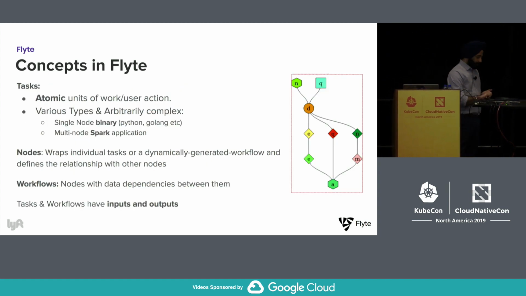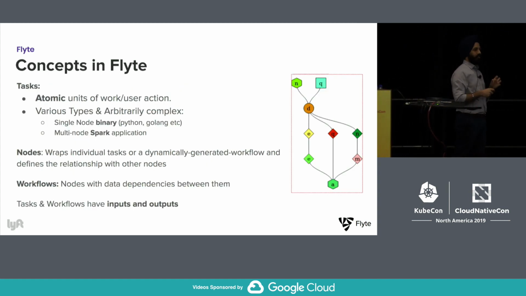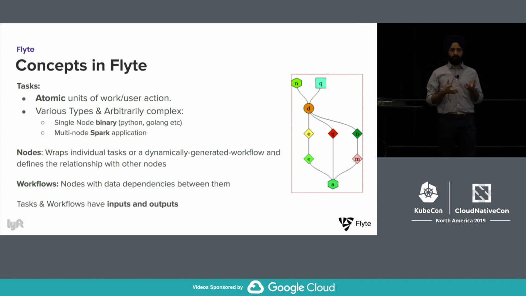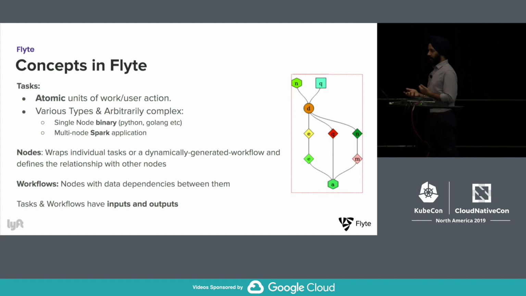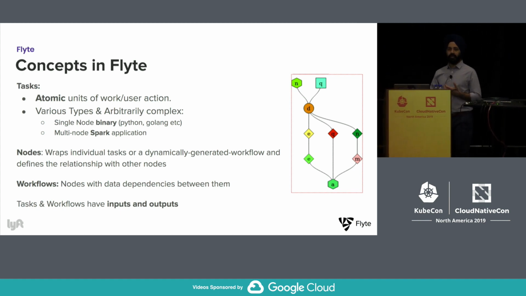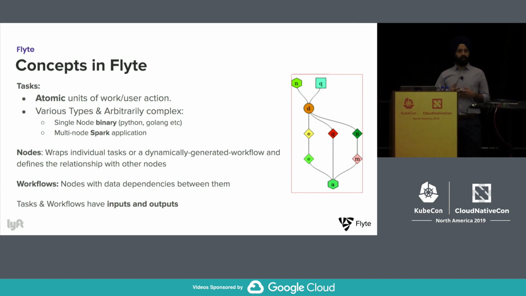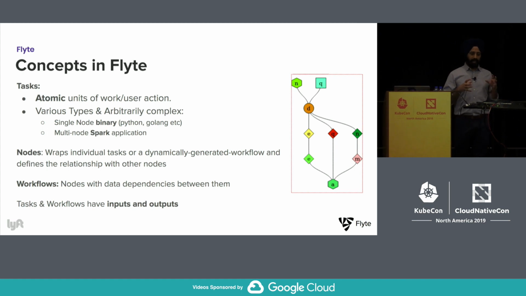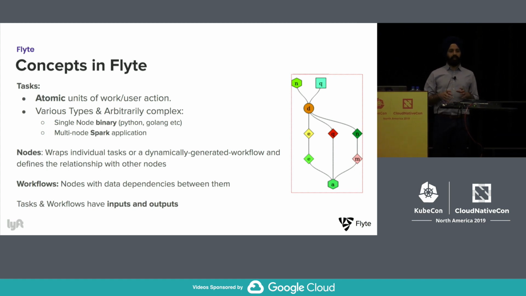So, some more concepts. A task is the atomic unit of a Flyte workflow. Think of it like a single container task, which could be a Java or a Python program, or it could be a multi-container job. Think of it like a Spark job. When I say a task is an atomic unit, it means we cannot decompose that further.